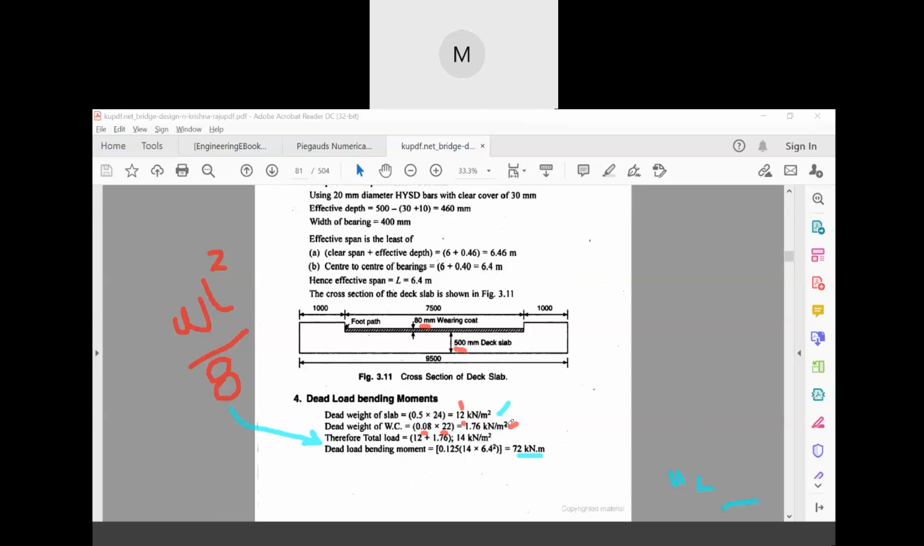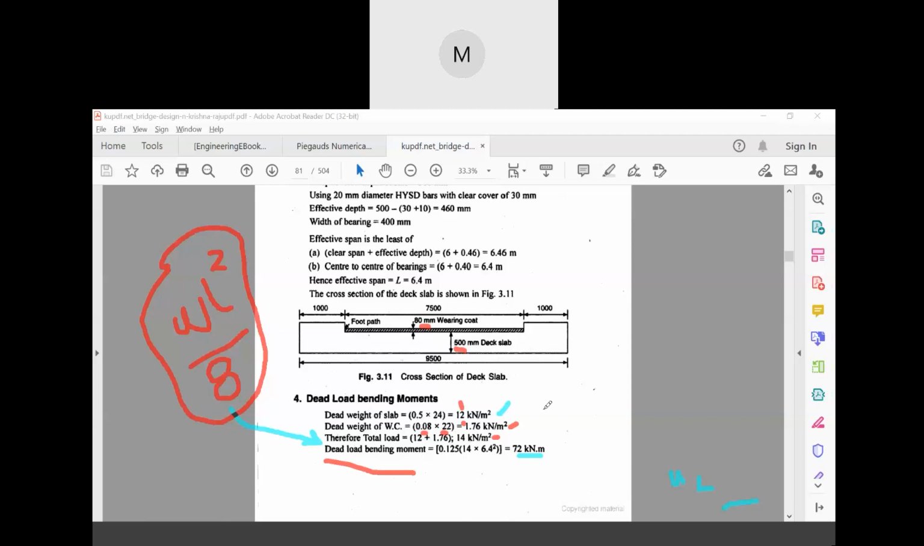Then, if you come to the next step, it is what? Dead load bending moment. Bending moment means what? This will be a UDL, right? Kilonewton per meter square. And we all know the bending moment expression for a UDL is WL square by 8. That is why we are finding it in this manner. Okay? This is how it has been done. I hope this is clear for everyone.